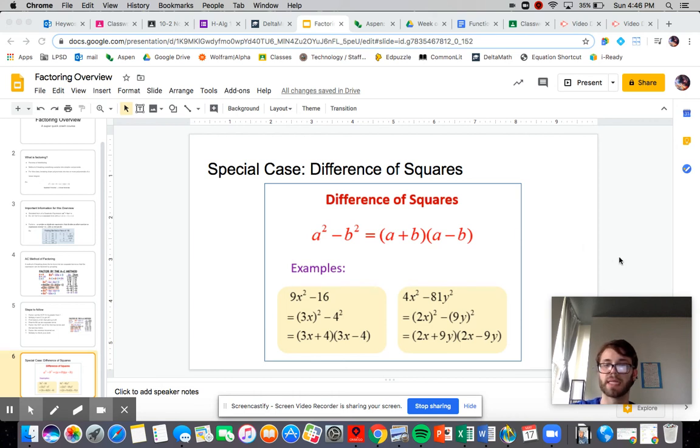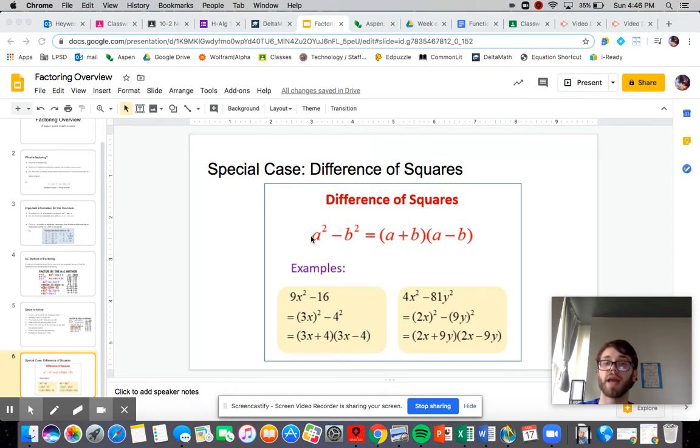Hi everyone. Last thing I want to say, this will be very quick, is there is one special case I do want you to be aware of. You can still use the AC method when you encounter something like this, but I just want to quickly point out a little shortcut for you. So this is something called the difference of squares.